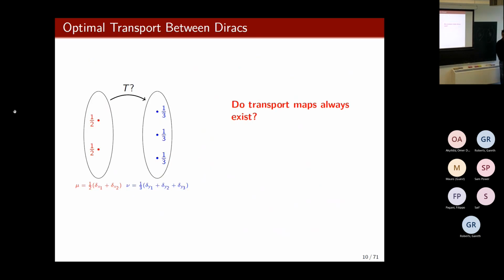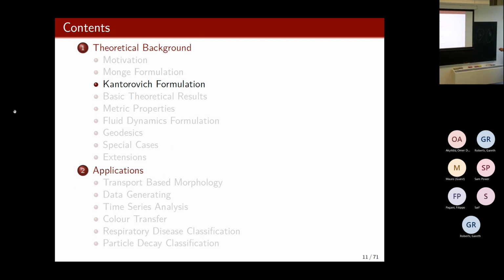So maybe the first question to ask is, do transport maps always exist? And the answer to that is no, they don't always exist. Here is a very simple example where there's no transport map. Our measure mu is 2 Diracs of mass a half, and our target measure nu is 3 Dirac masses of mass a third. You can see there's no way to take mass from mu and rearrange it according to nu. The only way to do this is to split mass, which we can't do with a map. The solution is to split mass, which brings us to the Kantorovich formulation, which is in some sense a relaxation of the Monge formulation.